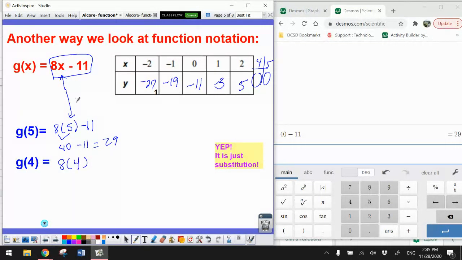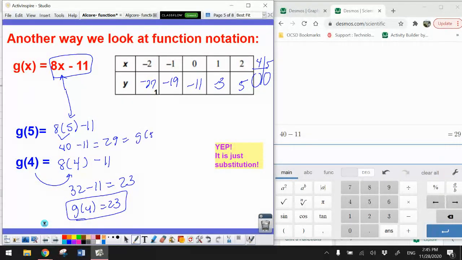Okay, so same thing. I'm going to substitute in for the x. The 4. 8 times 4 is 32. 32 minus 11 is going to give me 21. And again, we normally write function notation starting out with whatever number I'm substituting in. So that I can say that's g of 5. Okay, that is g of 5.